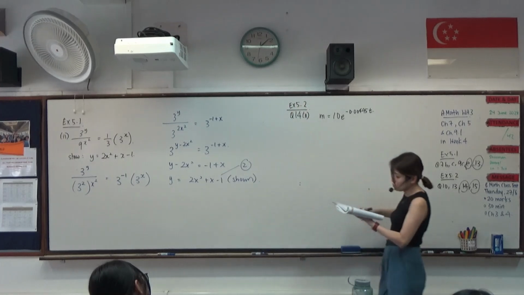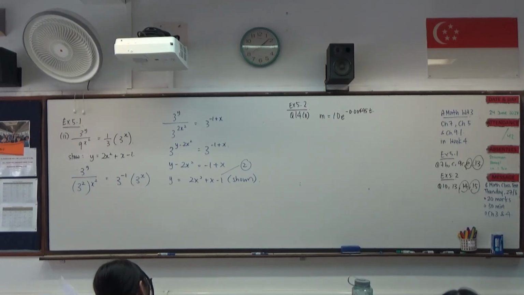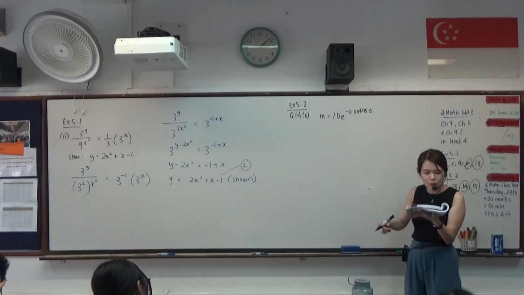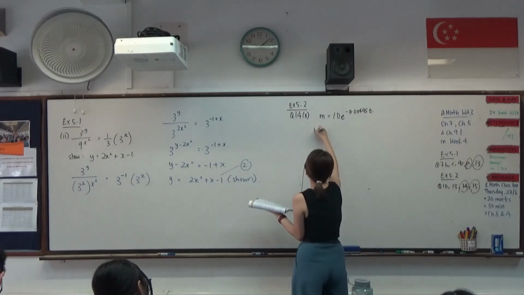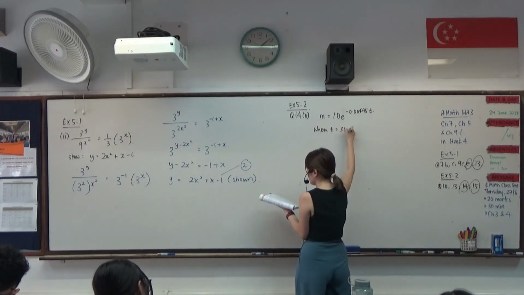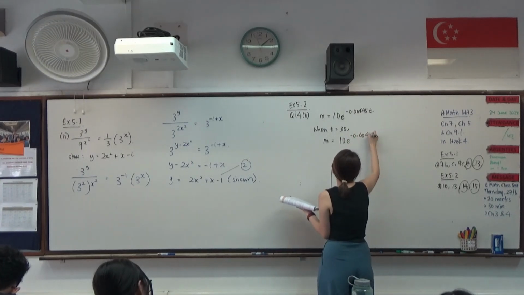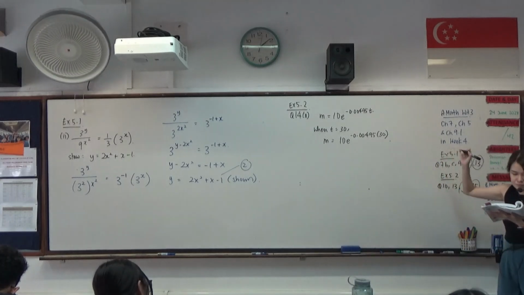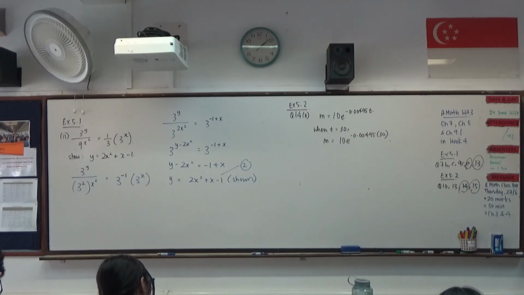Question 14, part 2. You're given this formula where m refers to the mass of a radioactive substance and t is the number of days after it was first observed. Okay, so in part 2, they say find the remaining mass of the polonium-210 after 30 days. So you will just have to find when t is equals to 30. What is the value that you get over here? Okay, and then you'll be able to get the answer.